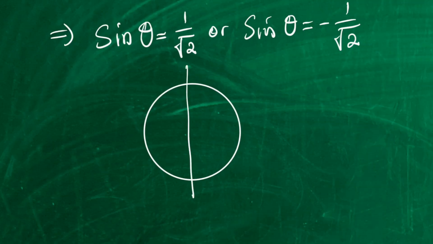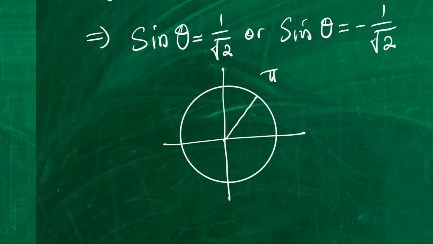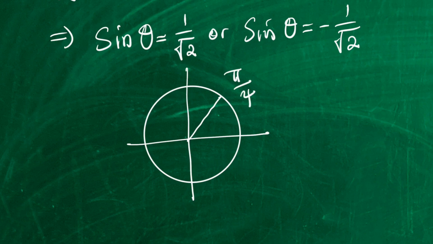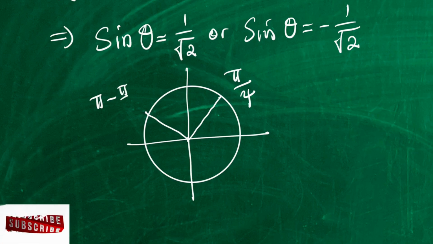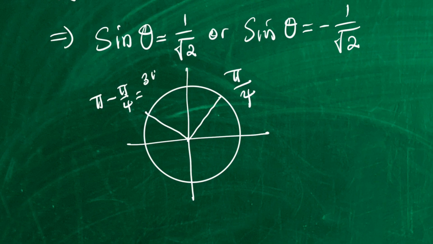So on the unit circle, you know that sin theta is equal to 1 over root 2 if theta is pi over 4, that is 45. So 45 or pi over 4 is our reference angle, and the sign is positive in the second quadrant. So to find that angle, we just subtract pi over 4 from pi, which is 3 pi over 4.